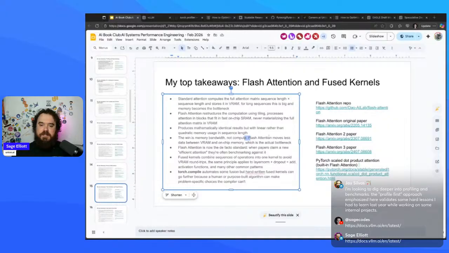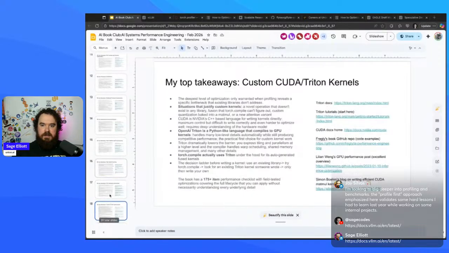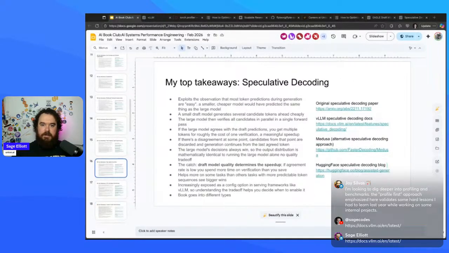No, no. So yeah, flash attention moves less data between VRAM and on-chip memory. And you can go read the original paper here. And let's see, don't think I have too many more of my takeaways.